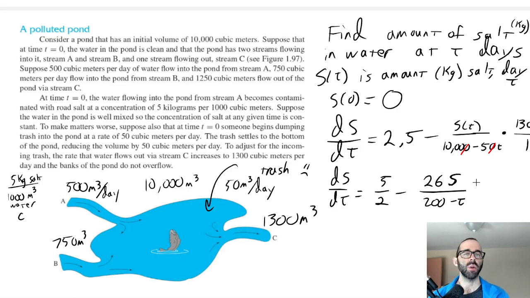And lo and behold, what do we have? We have a linear first order differential equation. It's non-homogeneous. We do not have a constant coefficient, right? The coefficient of s is a function of t. We have a constant b. We have a constant right-hand side. But the coefficient of s, remember, constant coefficient ODE means the coefficient of the variable is constant, which we do not have. But we can solve this.